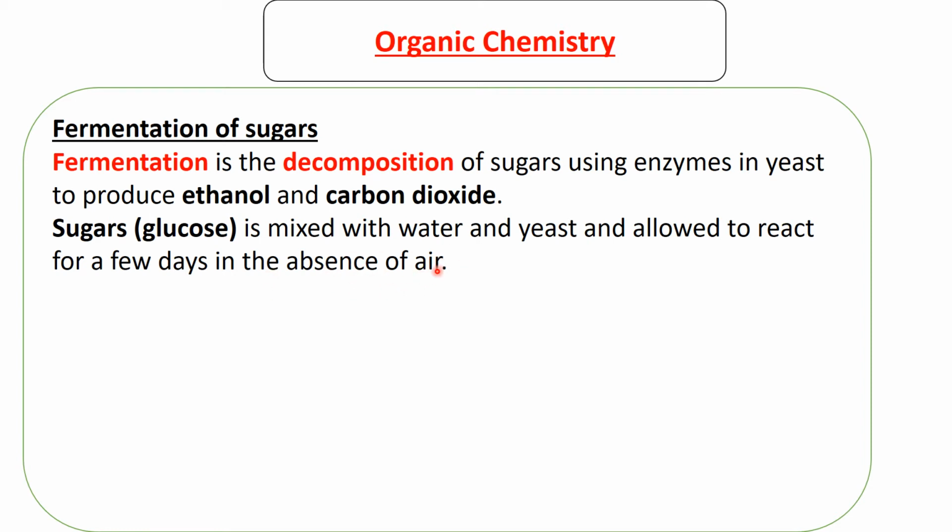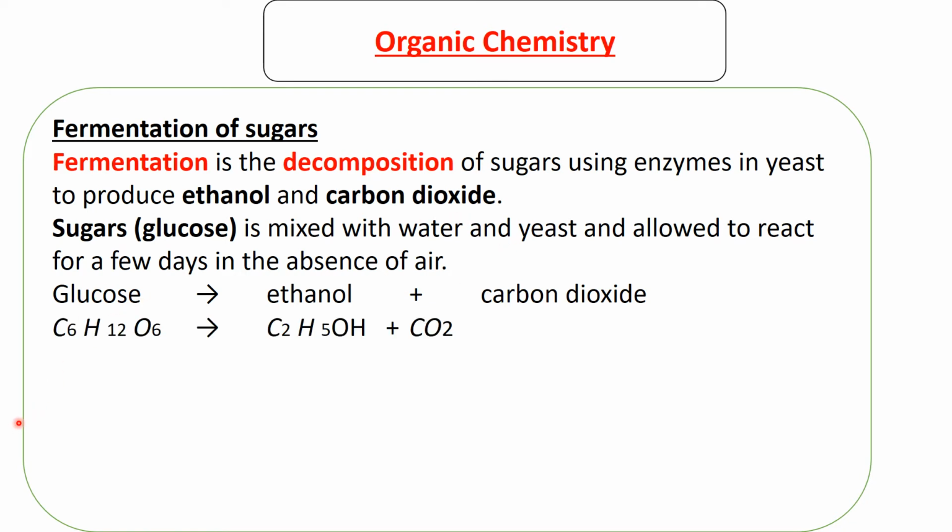Why in the absence of air? I'm going to discuss why air is not needed. What can happen if there is air? So the reaction is glucose just breaks down to form ethanol and carbon dioxide. So what makes glucose break down? Why can't it just break down on its own? The enzyme in yeast makes glucose break down. Without this enzyme, this cannot occur. So this is the reaction: glucose breaking down to form ethanol and carbon dioxide.